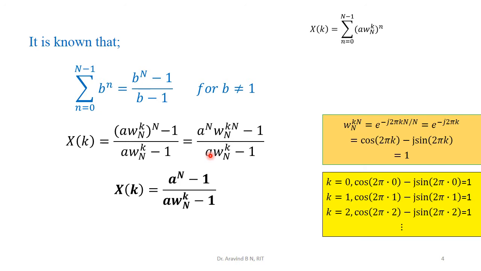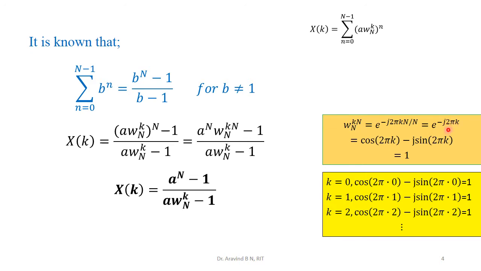Further simplification happens with respect to this twiddle factor represented over here. This twiddle factor can be represented in terms of the exponential: e to the power of minus j 2 pi kN divided by N. The N and N cancel, leaving e to the power of minus j 2 pi k.